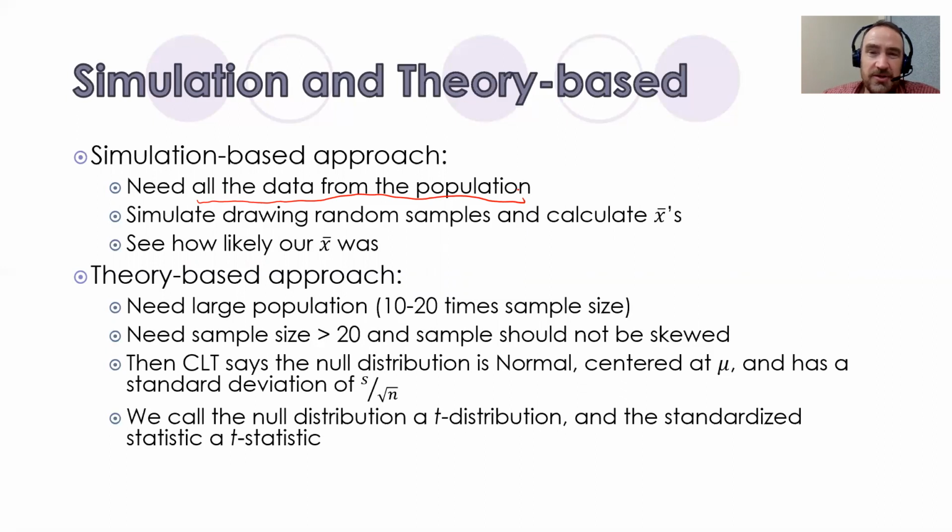Assuming we could do this and we did have all the data, then we could simulate drawing random samples from the data, and we could calculate simulated means from those samples and look at the distribution of those x bars, of those means. And we could see how likely it was for an x bar like ours from our sample to appear. So as I mentioned, there's this big hurdle of needing all the data from the population.